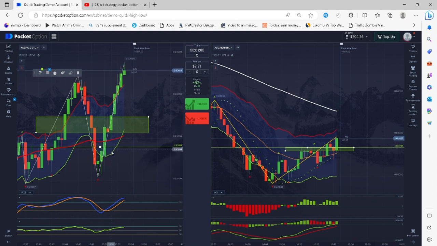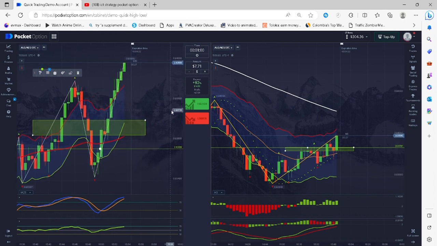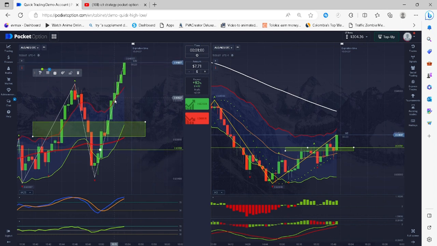When this zone is closer to the Keltner channel, I'll wait for the market to exit the zone, play around the Keltner, and when it starts to buy, I buy with the market. See, it's still going up. It's really still buying. You could buy again when the market closes above the Keltner channel. This would have been another 1 minute entry that would have paid.